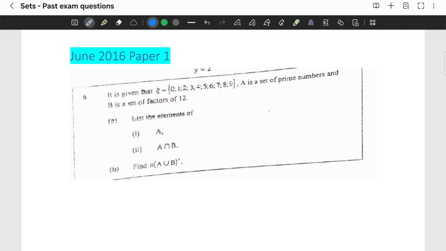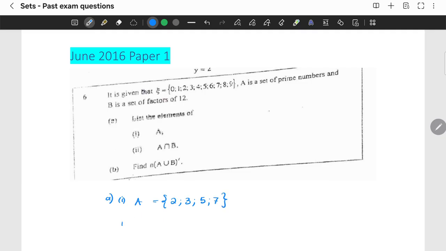Now from the June 2016 paper 1, we're told that it's given that the universal set has the numbers from 0 to 9. A is a set of prime numbers, B is a set of factors of 12. List the elements of A. So you have to know that prime numbers are numbers that are divisible by 1 and itself, excluding 1. 1 is not a prime number. So A is equal to a set of prime numbers. So we have 2, 3, 5, and 7.